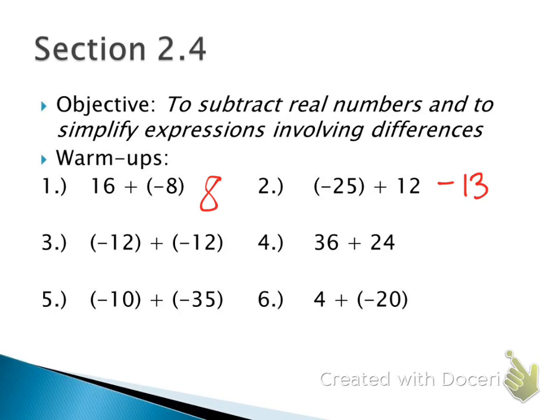On number 3, Jeriel, what'd you get? 0. Did anybody get something different? Keon? Negative 24. Okay. Why is it negative 24 instead of 0? Because they're both negative. Okay, good. If they had had opposite signs, they would cancel out to 0. But since they have the same sign, we just add their absolute values and keep it negative.